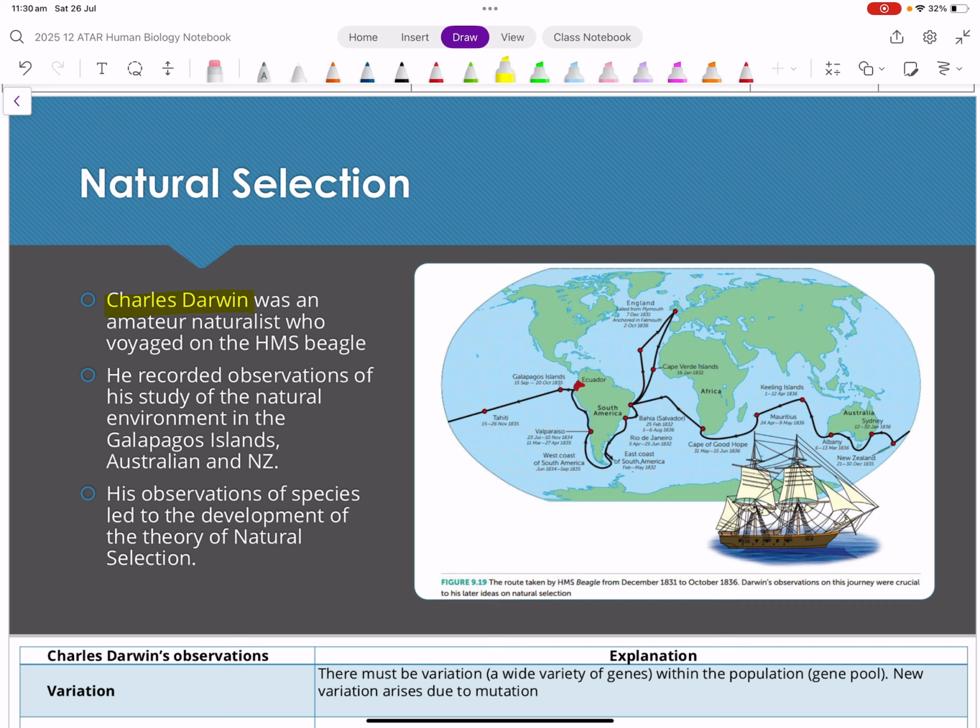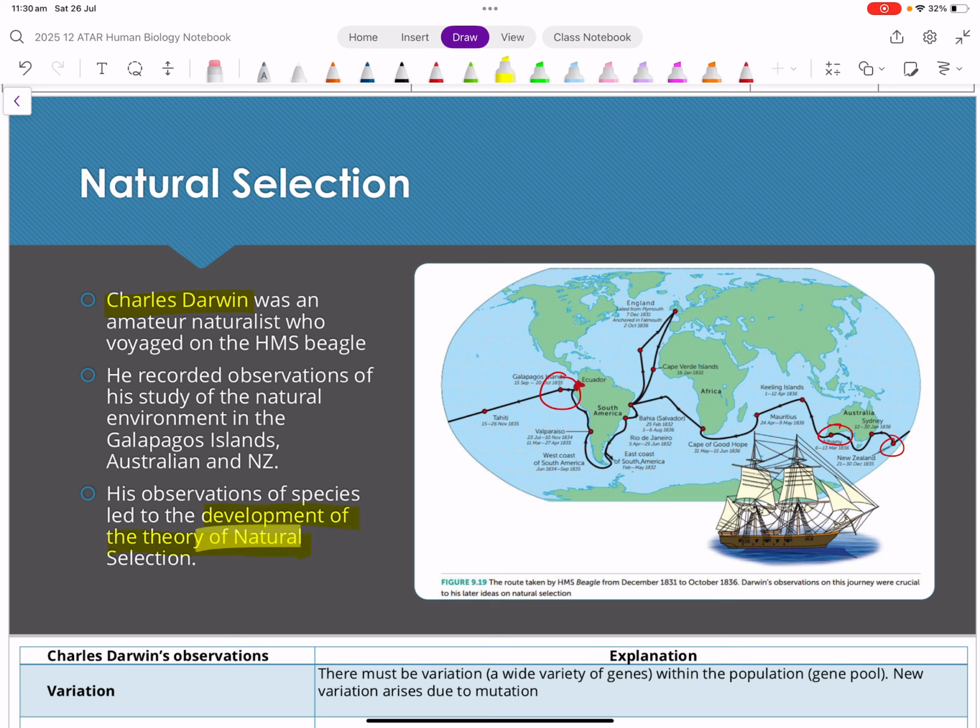And basically, he recorded observations of his study of the natural environment in places such as the Galapagos Islands, which are circled in red here off the coast of South America, and also he stopped off in Western Australia, in places like Albany, and over in New Zealand as well. Now, his observations of species in lots of places around the world led to the development of the theory of natural selection, and this is what we're going to discuss in this lesson.